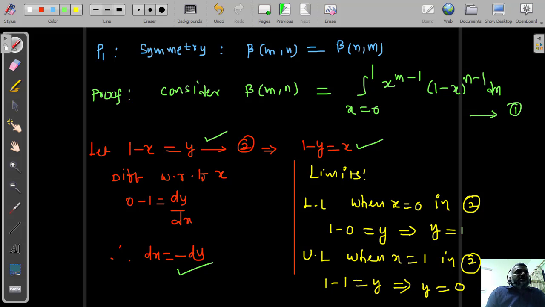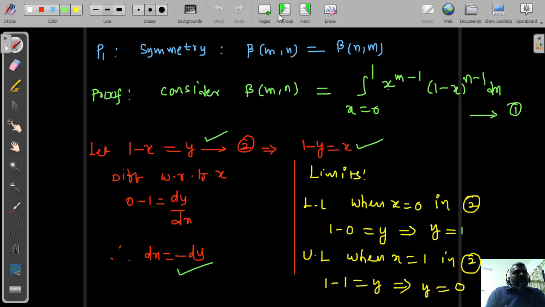Okay, here the limits x equal to 0 to 1 change with y from 1 to 0. This x is replaced with 1 minus y. Powers are the same. 1 minus x means y, from equation 2. And dx means minus dy. These four substitutions are required in equation number 1. So I will add a new page.